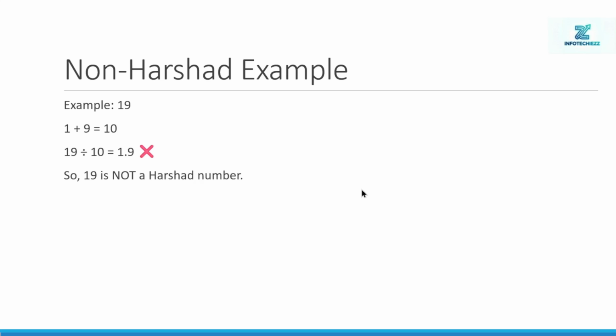So now let's see an example which is not a Harshad number. Here we have 19. If I add 1 plus 9, I get 10, right? So 19 divided by 10. Is it divisible? No, right? So this is not a Harshad number.